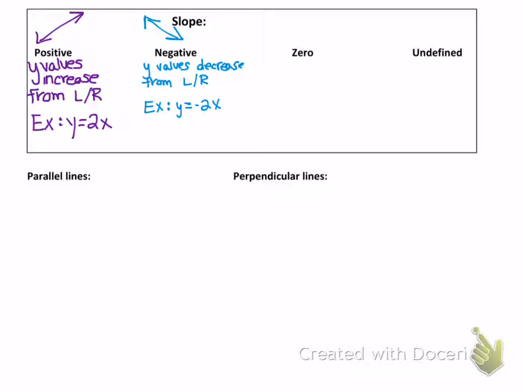Okay, if I have a 0 slope, that means it's a horizontal line. That means it's y equals a number. If it crosses through the y-axis, we say y equals. And it's always going to be set equal to y equals. So an example would be y equals any number, and I'm just going to pick 5.